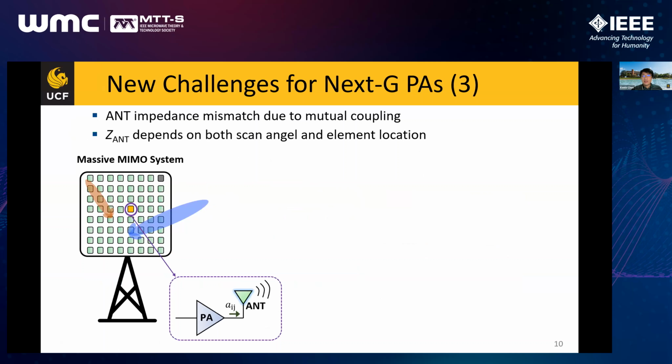Besides the efficiency and bandwidth of the power amplifiers, there's another new challenge for the next generation PA, known as the load impedance mismatch. Since we're evolving from the single antenna to a large array, in the array operation each PA is not only transmitting the signal through its antenna, but the antenna is also receiving signal from the adjacent antenna elements. This received signal is functionally equivalent to a reflected wave to the amplifier, or a load impedance mismatch, as indicated by this equation.